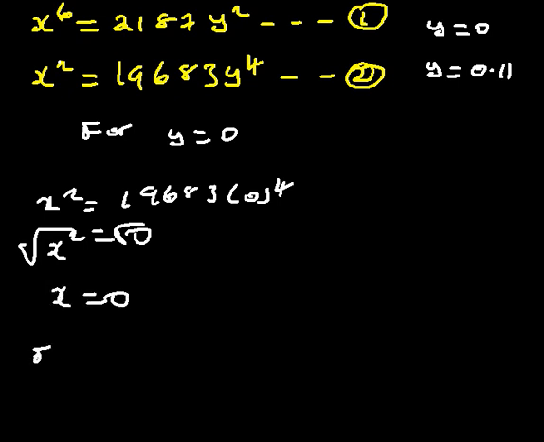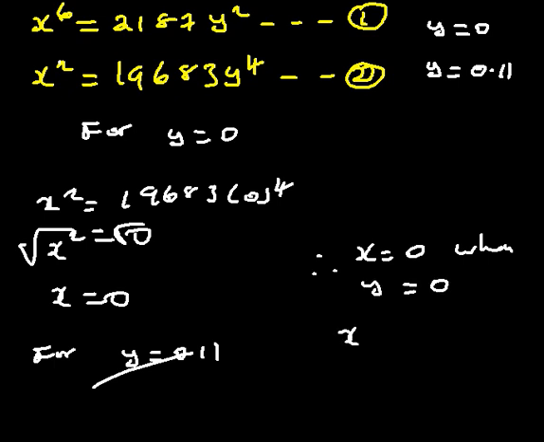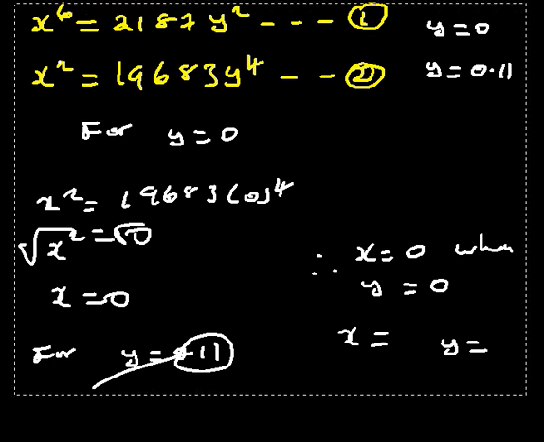And for y is equal to 0.11, the principle remains the same. Therefore, you conclude that x is equal to 0 when y is equal to 0, and x is found similarly when y is equal to 0.11. So that's how you can make it possible in that way.